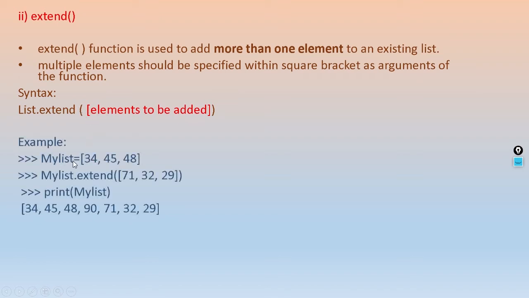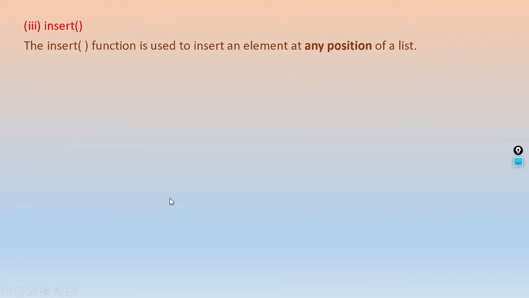If you see the example, my list 34, 45, 48 is the original list. Now I want to add these three values at the end. Then I have to write mylist.extend, and within parenthesis specify these values within square brackets. If I print my list, you will see the values added at the end. 71, 32, 29 have been added at the end.